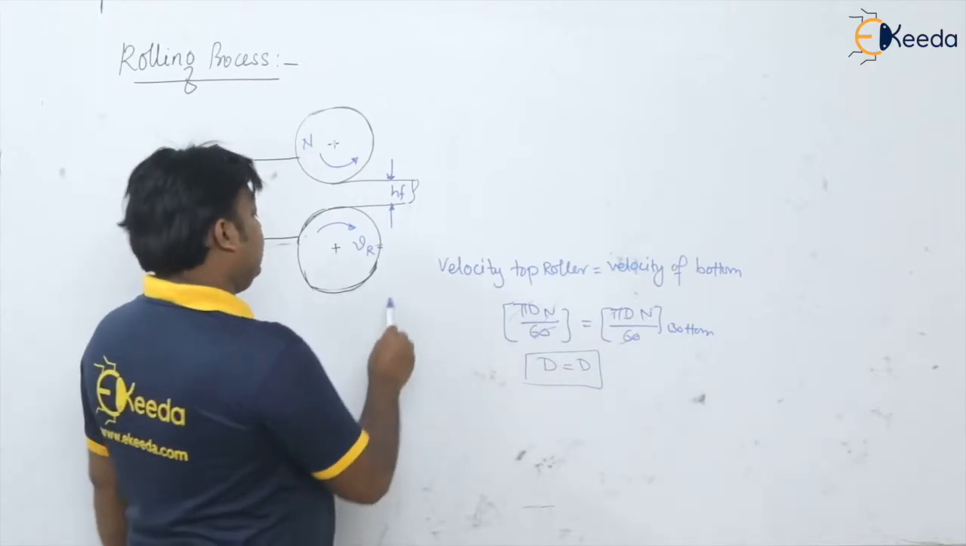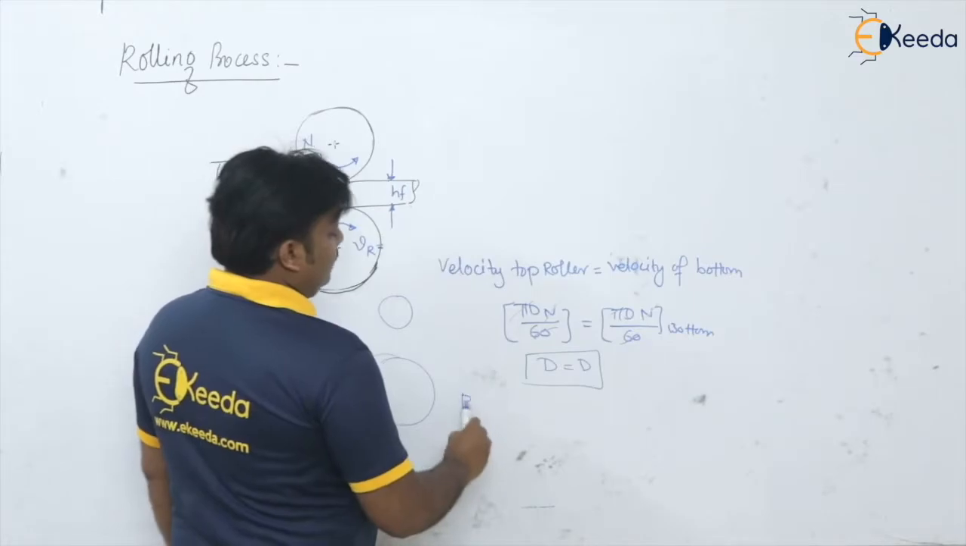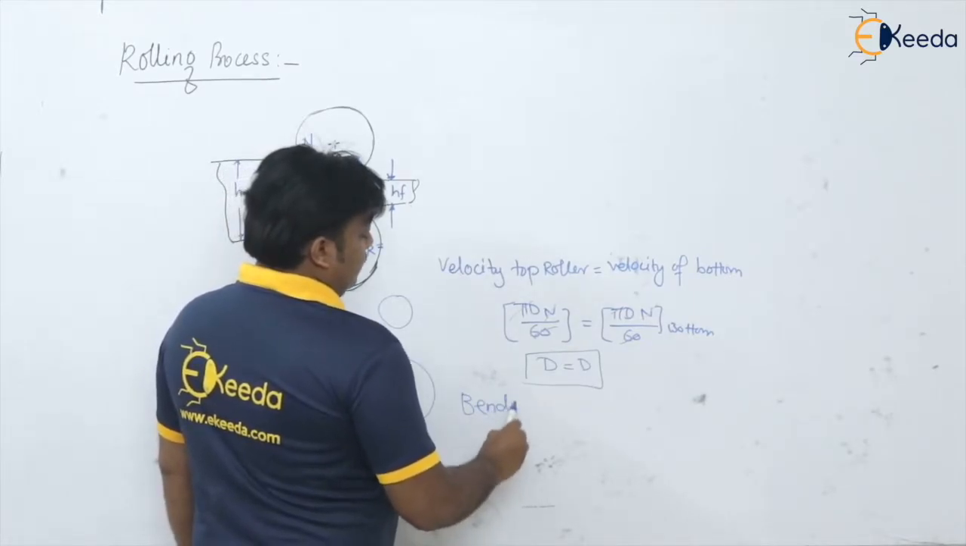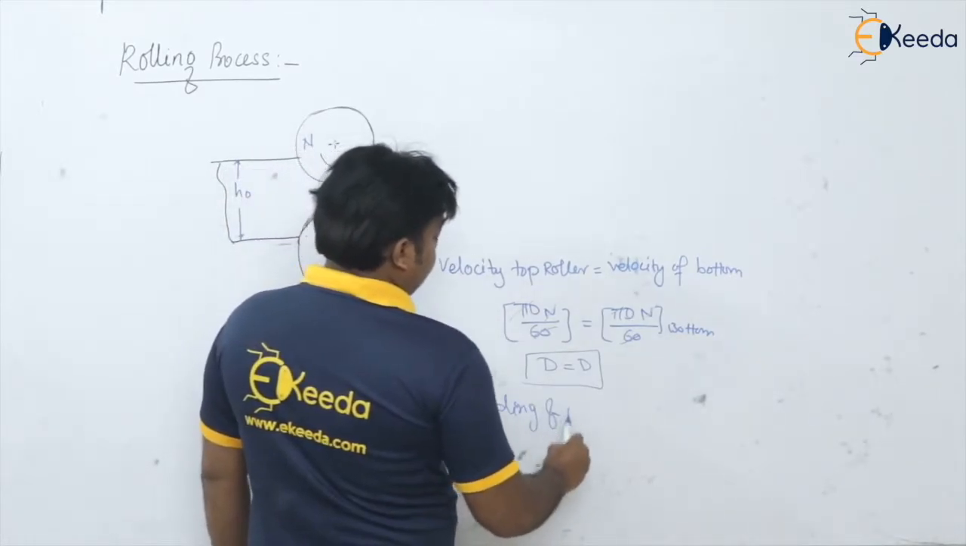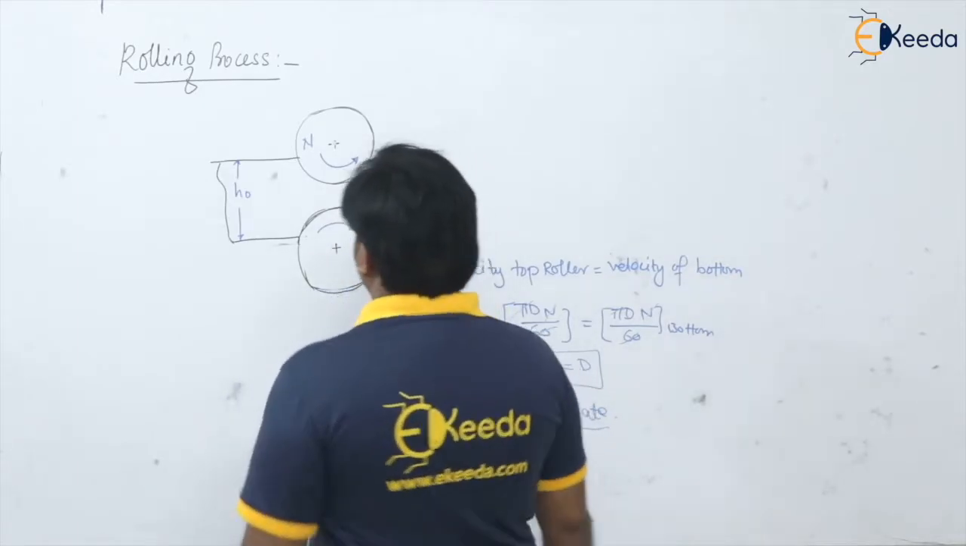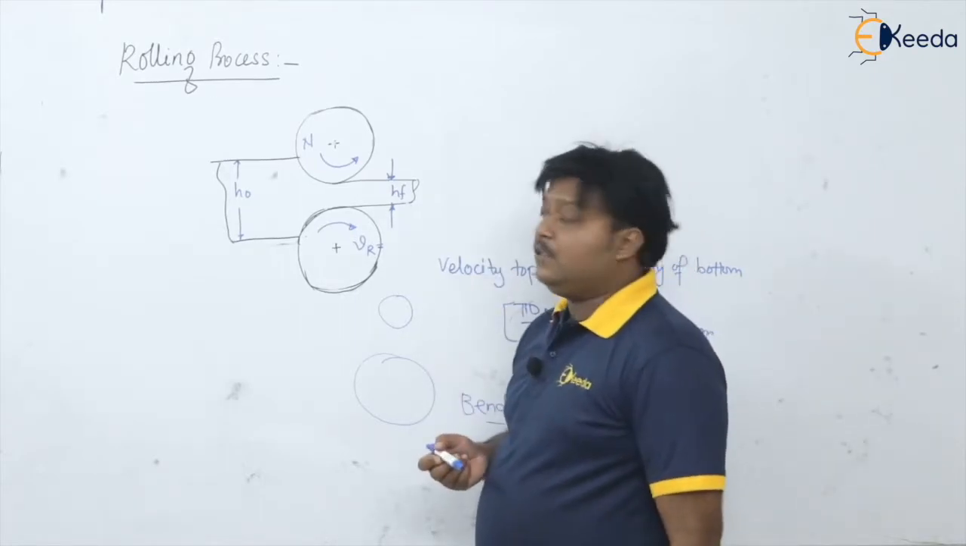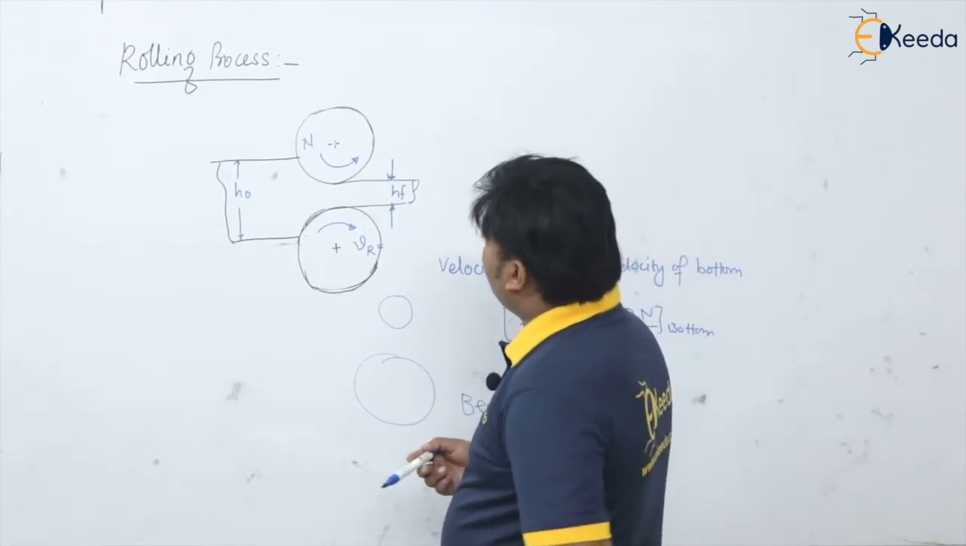So it is not like that one is small and another is bigger. Otherwise, what will happen? Bending of plate. That is going to happen for sure. Now what we are assuming here, actually we are talking about volume constancy, you know.